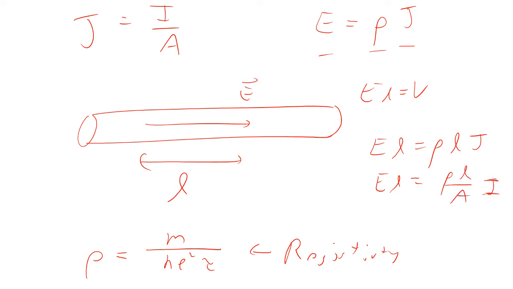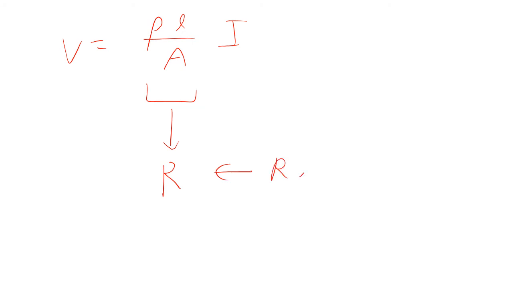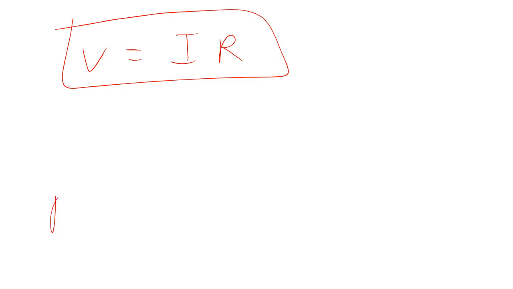Okay, and so this is voltage. So I can define this quantity right here as something else. So V equals rho L over A times I, so I can define that to be something R that we call resistance. So this is our definition of resistance. So V is going to equal IR, where R is this rho L over A.